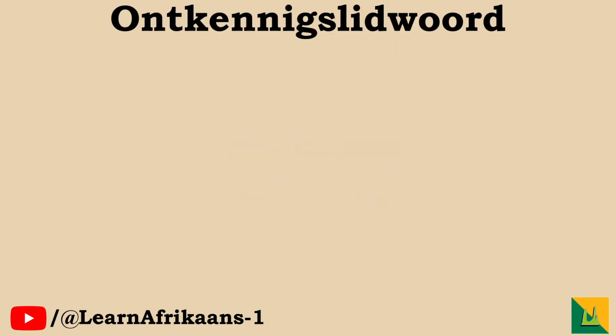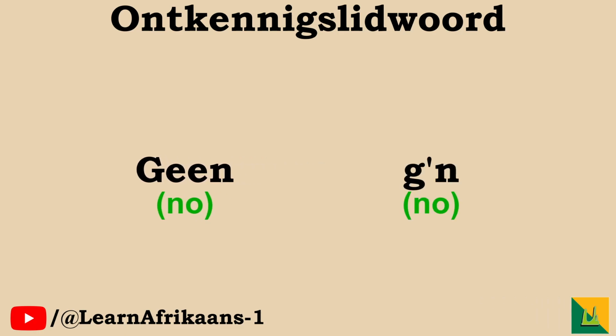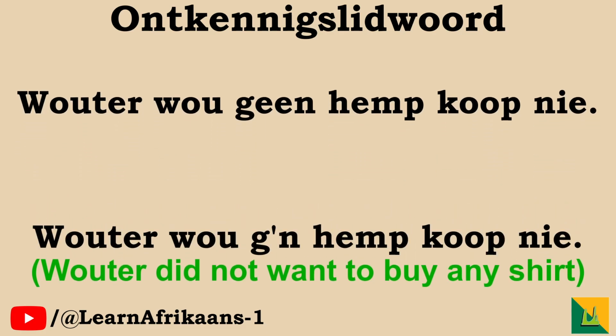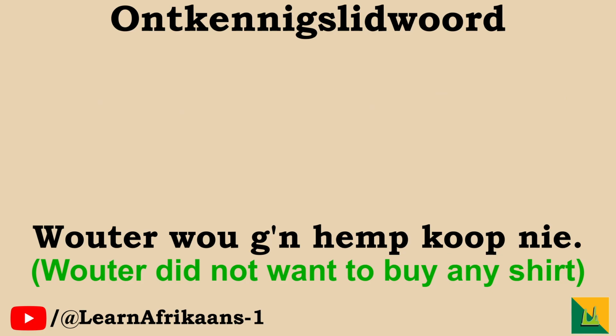Thirdly, we have the ontkenningslidwoord. The ontkenningslidwoord is geen, or the shortened version gen. The purpose of the ontkenningslidwoord is to show the absence of the naamwoord that follows. See these sentences. Wouter wou geen hemp koop nie. En Wouter wou geen hemp koop nie. In these sentences, the naamwoorde are not there because of the ontkenningslidwoord.